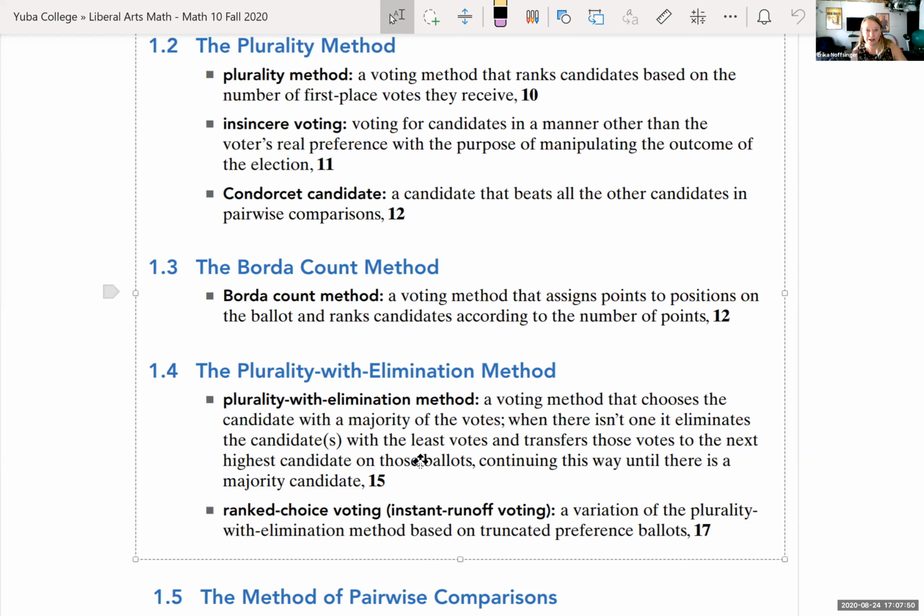If you won by majority, that meant that you got over 50% of the votes. So if you look at a ballot and no one of the candidates got more than 50% of the votes, this is where we would start eliminating candidates so that we could see which one got the majority. And then we have rank choice voting, instant runoff voting, a variation of the plurality with elimination method based on truncated preference ballots.